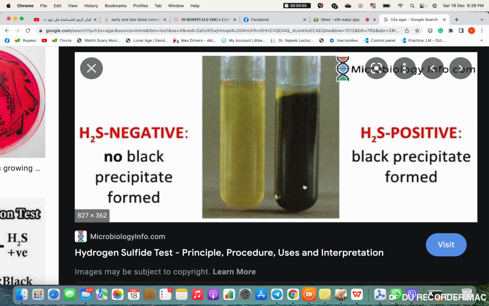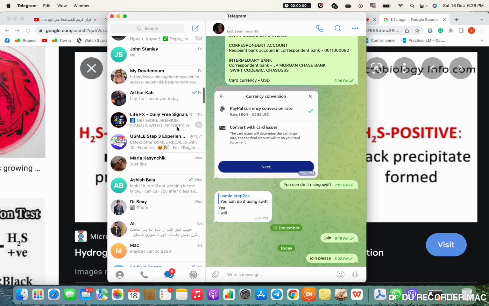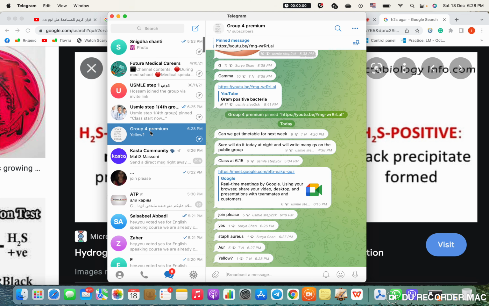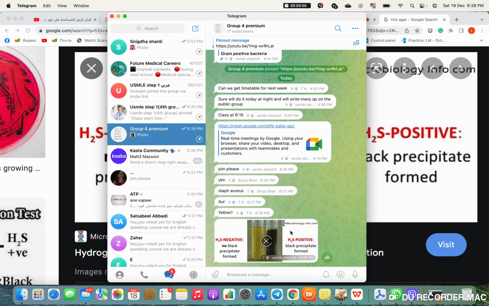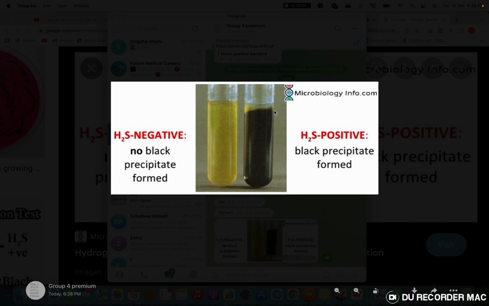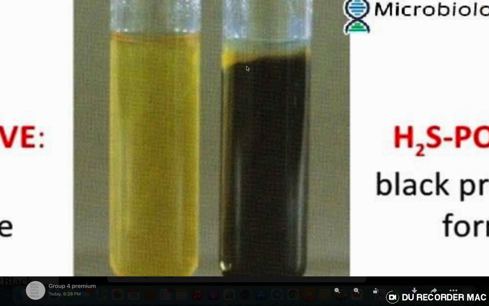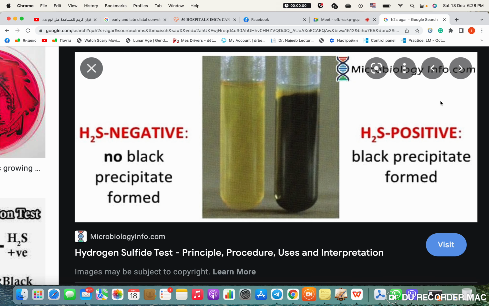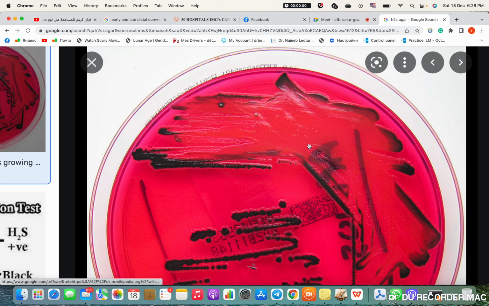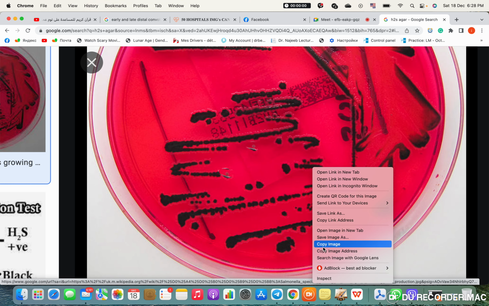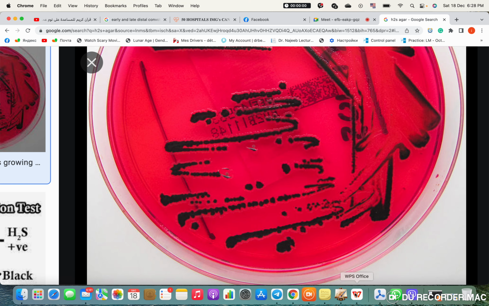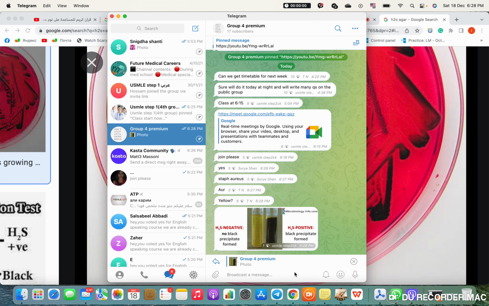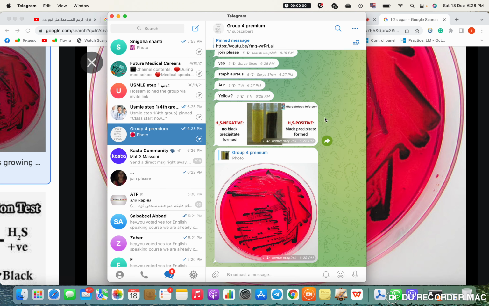It can move, okay? Let me just send you this really quick. As you can see here, when we put the organism in the H2S agar, since it's motile, it will give a black color. You can also see it here giving a black color, and this is one of the many ways we can use for the diagnosis.